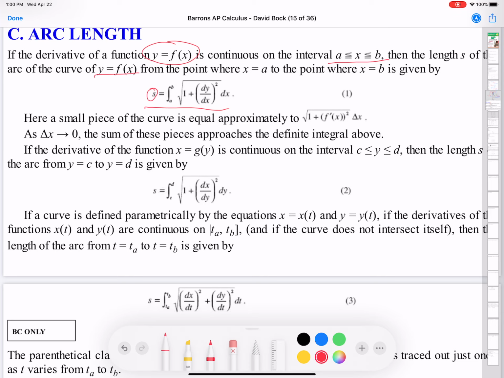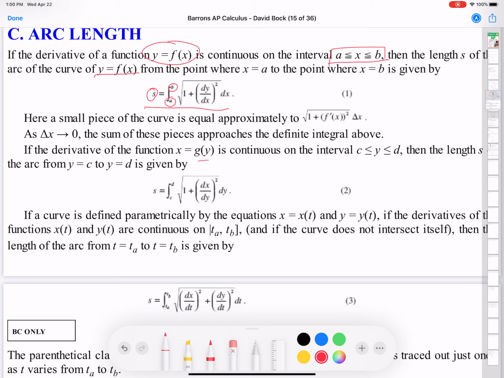These a and b should be x values, because y equals f(x) is given and the x interval is given. In that case, use this formula, from a to b, a and b x values, square root of 1 plus (dy/dx) squared. You can find dy/dx, the derivative of f(x), using formulas, or sometimes implicit differentiation can be used for that.